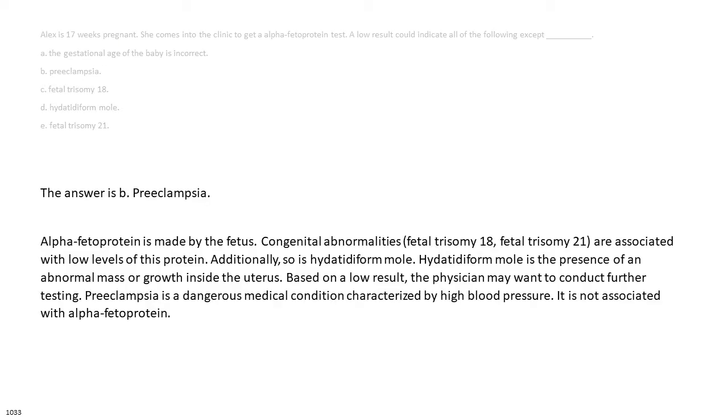The answer is B. Preeclampsia. Alpha-fetoprotein is made by the fetus. Congenital abnormalities, fetal trisomy 18, and fetal trisomy 21 are associated with low levels of this protein. Additionally, so is hydatidiform mole. Hydatidiform mole is the presence of an abnormal mass or growth inside the uterus. Based on a low result, the physician may want to conduct further testing. Preeclampsia is a dangerous medical condition characterized by high blood pressure. It is not associated with alpha-fetoprotein.